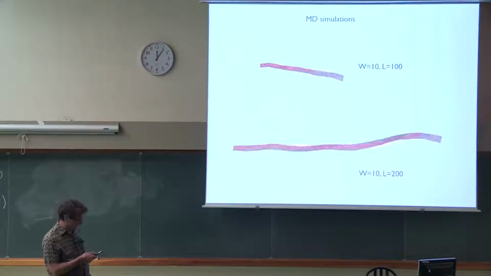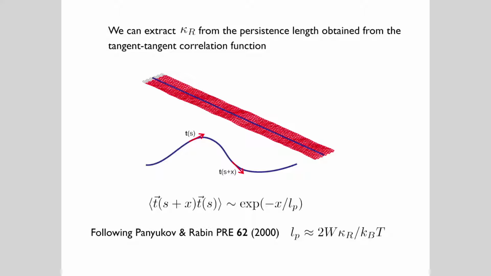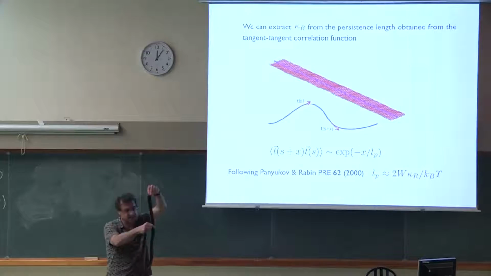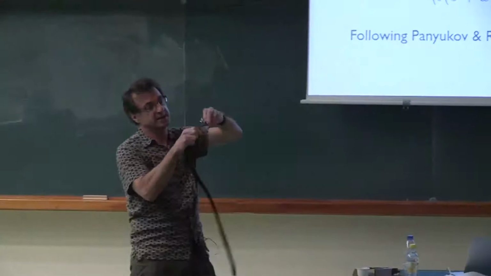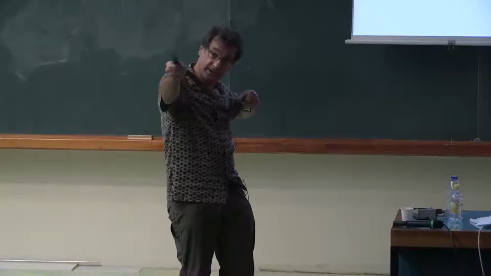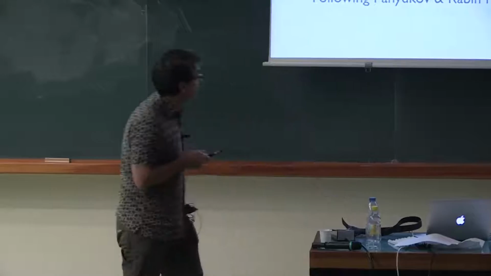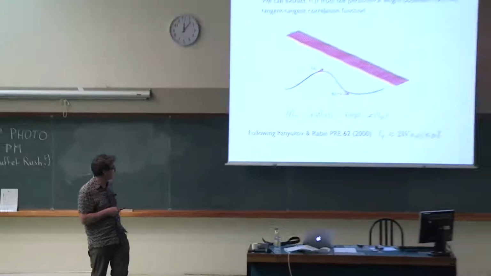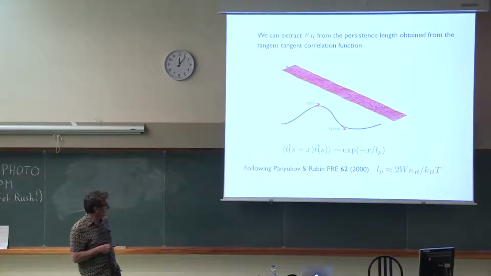You can extract the renormalized bending rigidity from the persistence length. If you think of this ribbon basically as a polymer, of course it can bend like this. That's its lowest degree of freedom. It can also bend this way, which is hard, and it can twist. So you have to take into account all of those. But the dominant one is bending along its length. So from the tangent-tangent correlation function, the polymer physicists Nakanishi and Rubin taught us how to measure from the persistence length of that correlation function the effective bending rigidity of a ribbon.